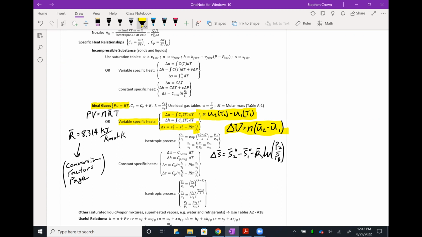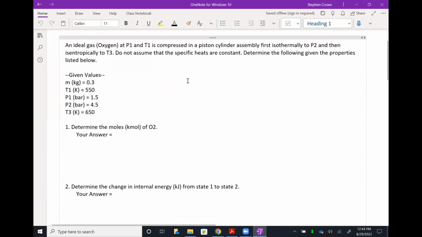Similarly, we can find the change in specific entropy, delta S bar, equal to S2 naught bar minus S1 naught bar minus R bar times the natural log of P2 over P1. The one I have highlighted is per unit mole. Since we're calculating the moles of oxygen and S bar is given in the tables, this would be the easiest one to use. All right, let's begin with determining the moles of oxygen.